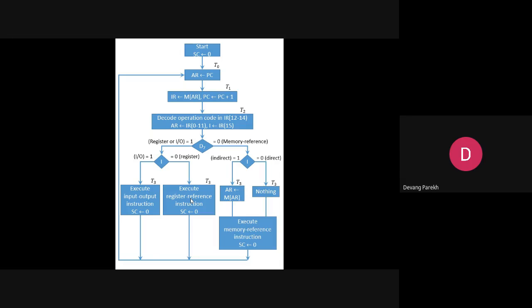But which memory reference instruction is executed, and how can we know? Whether it is the ADD instruction, AND instruction, LDA, STA, BUN or BSA. Not I being 0 or 1, direct and indirect. I'm talking of, for example, the AND instruction. When can I say the AND instruction is executed?